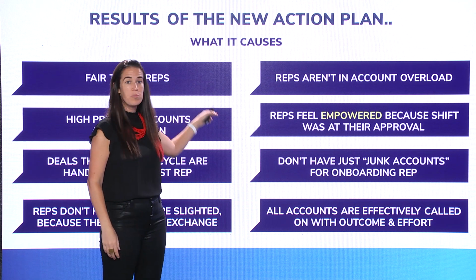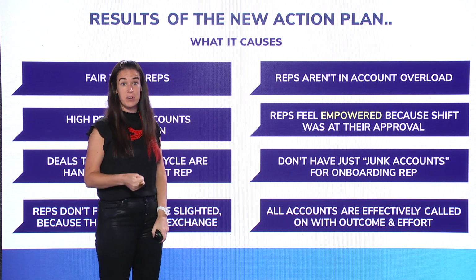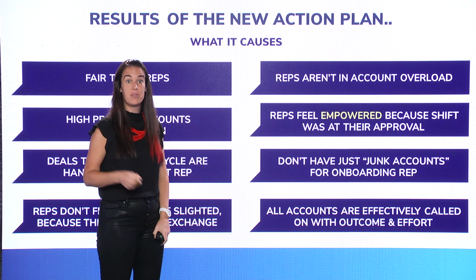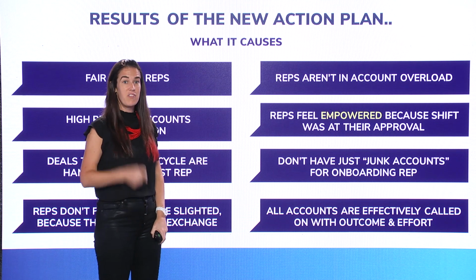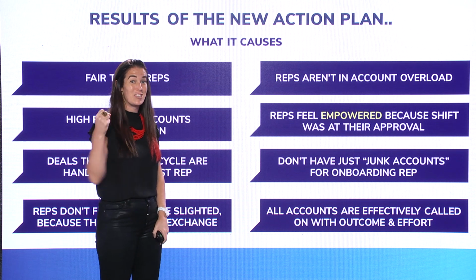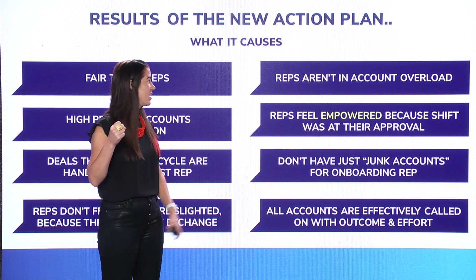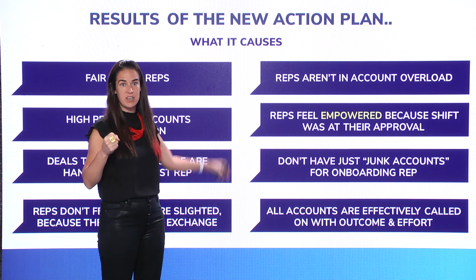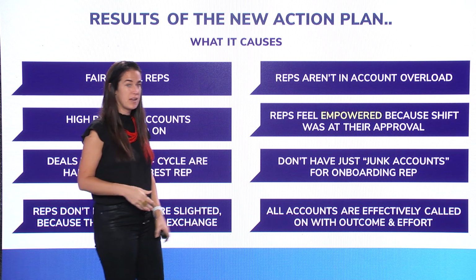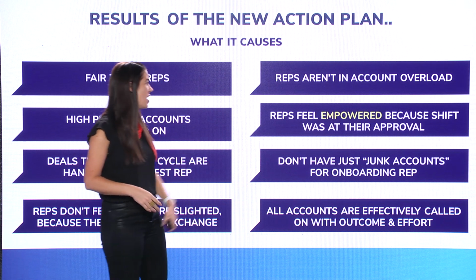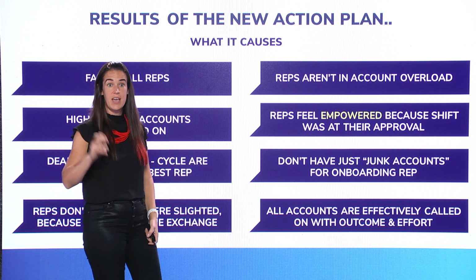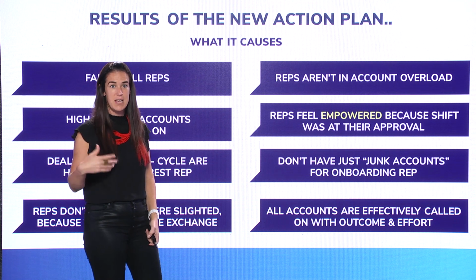Number six, arguably the most important, reps feel empowered because the shift was at their approval. So they were the ones that not necessarily came up with the decision, but they are the ones that approved it. So they feel like they control their destiny, not only because they can choose their own accounts and swap out ones that are quote unquote bad, but they even approved an account shift for the great accounts that were mid-cycle.